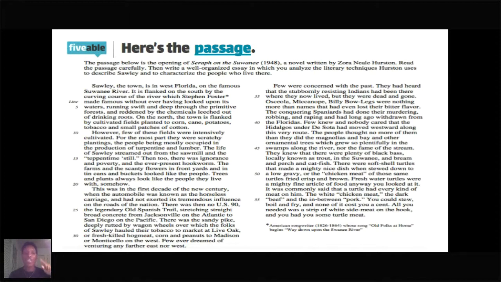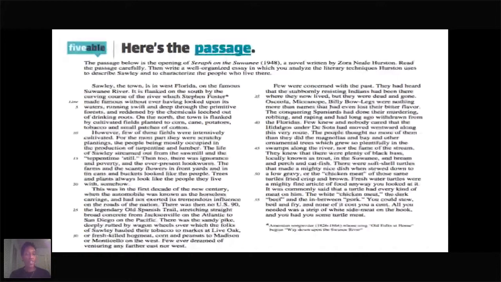"However, few of these fields were intensely cultivated." Oh, wait, we thought they were cultivated. Few of them are intensively cultivated. "For the most part, they were scratchy plantings, the people being mostly occupied in the production of turpentine and lumber." Sali is a town that used to be one thing and isn't anymore. So it used to be a farming town, but now people are making turpentine and lumber. Complexity, right? Look, we found this because we were looking for it.